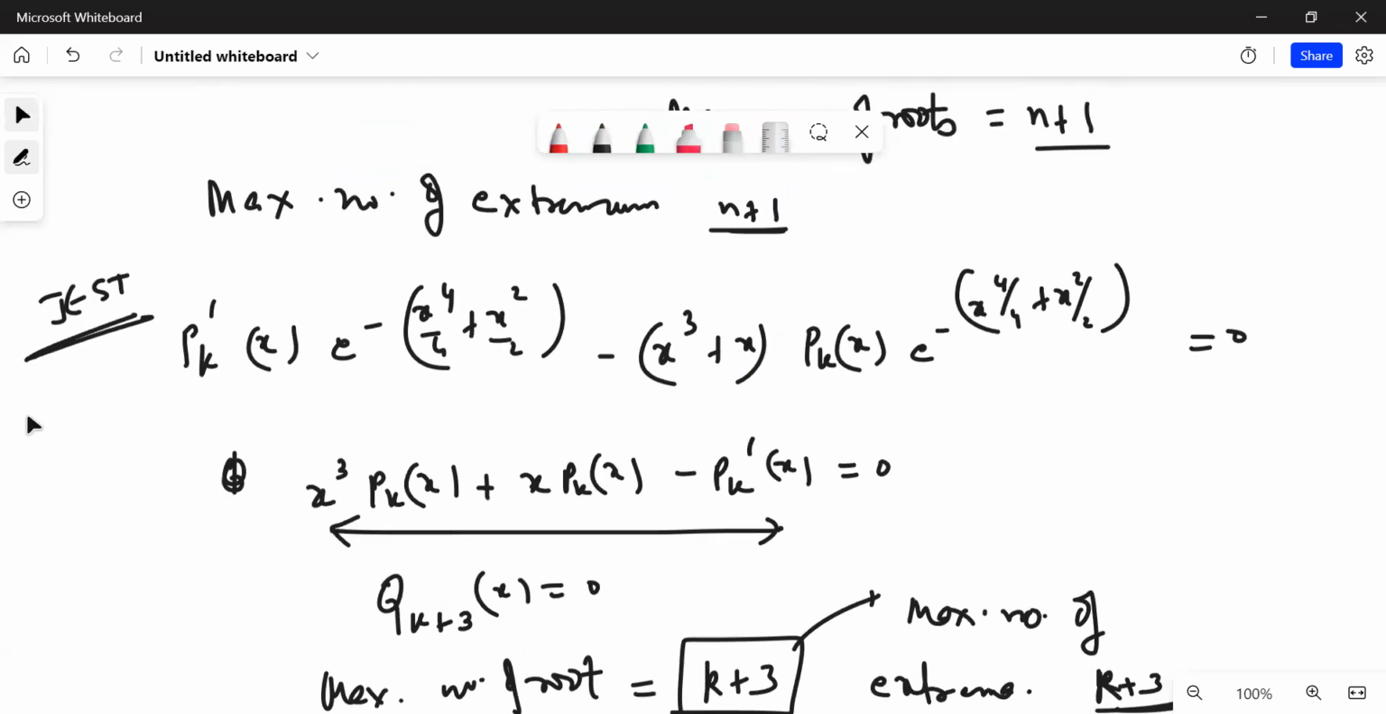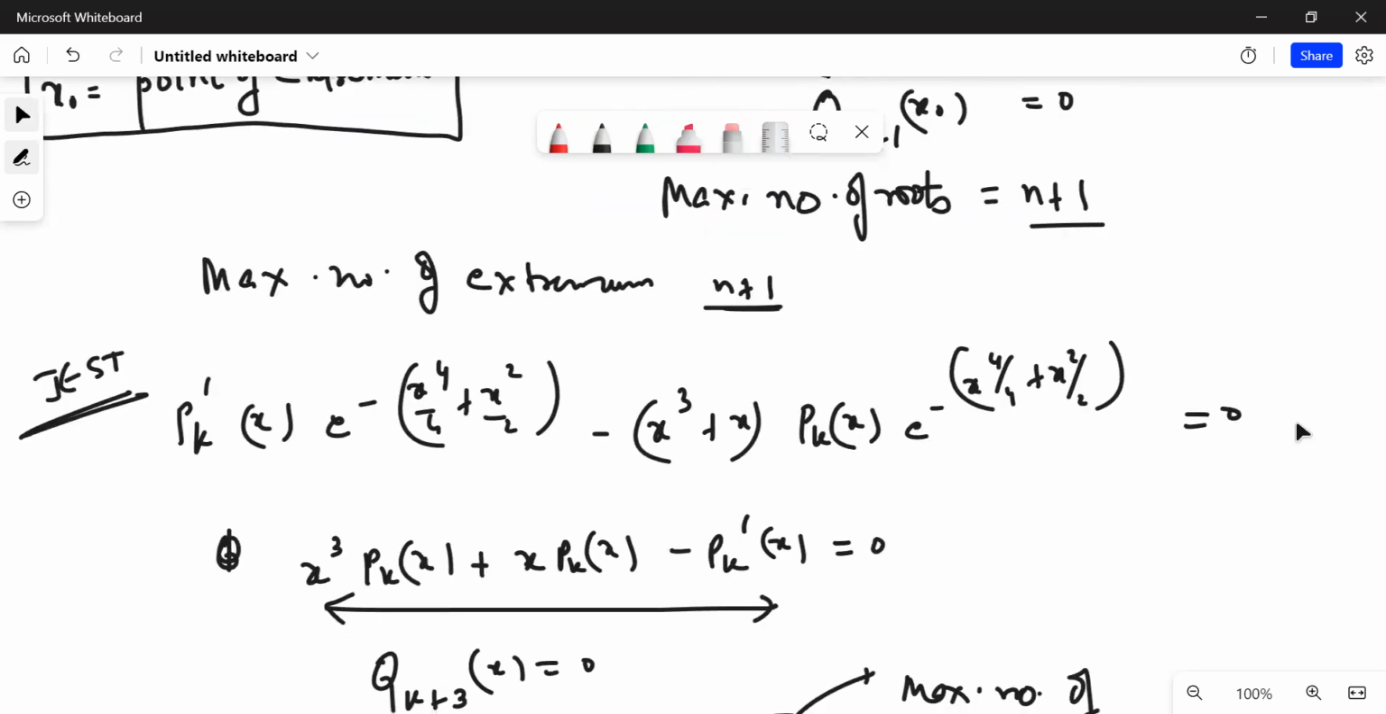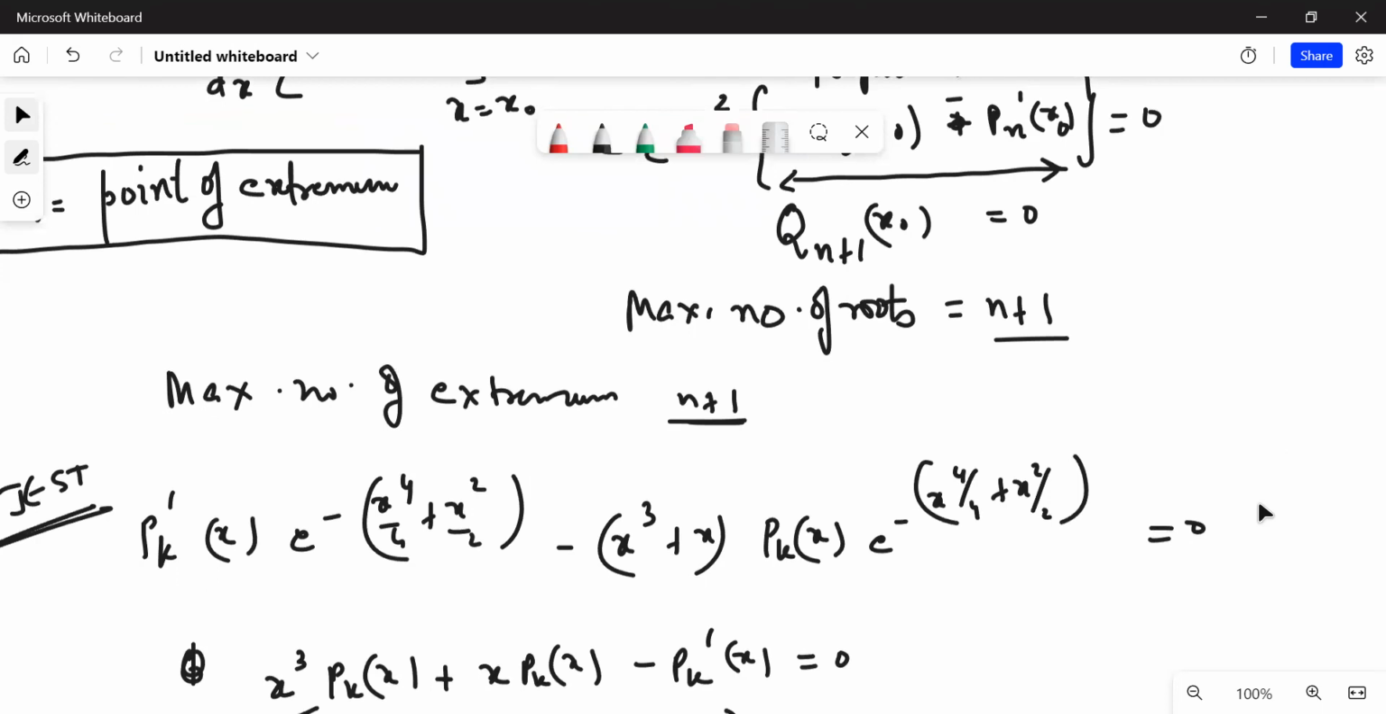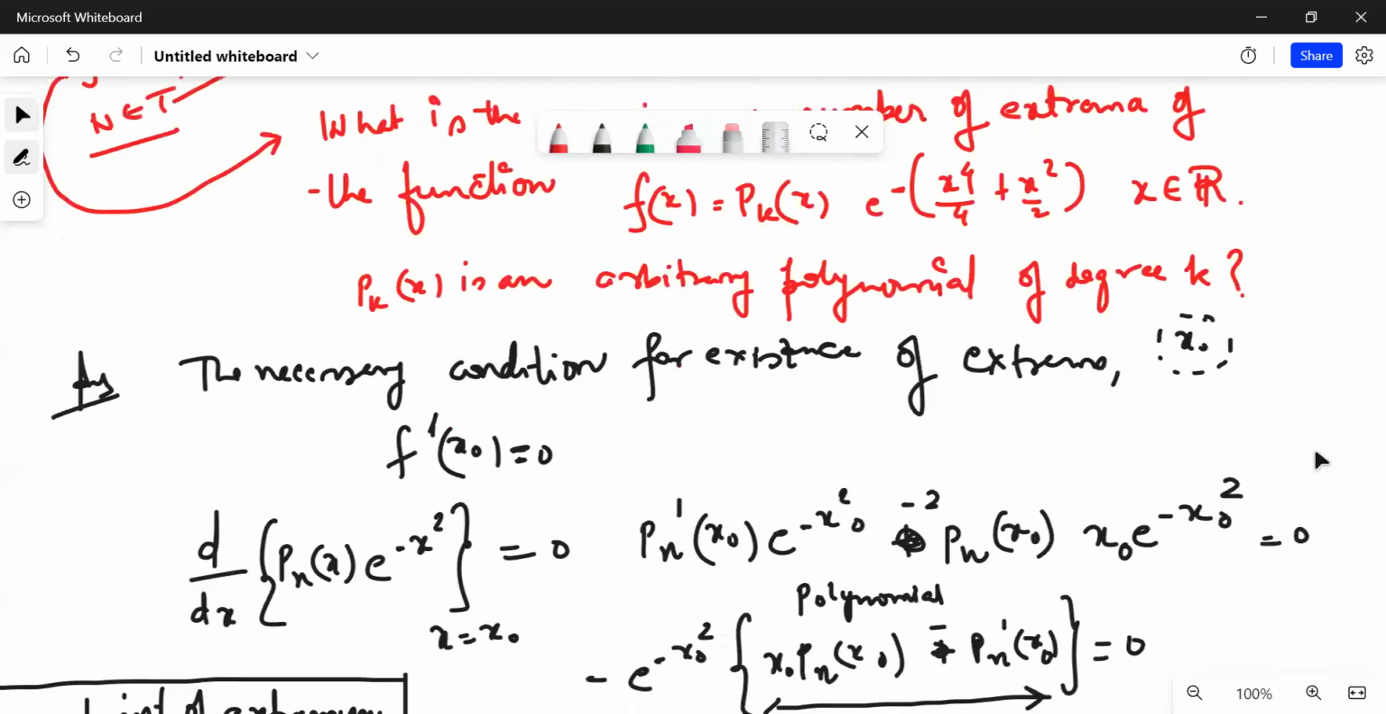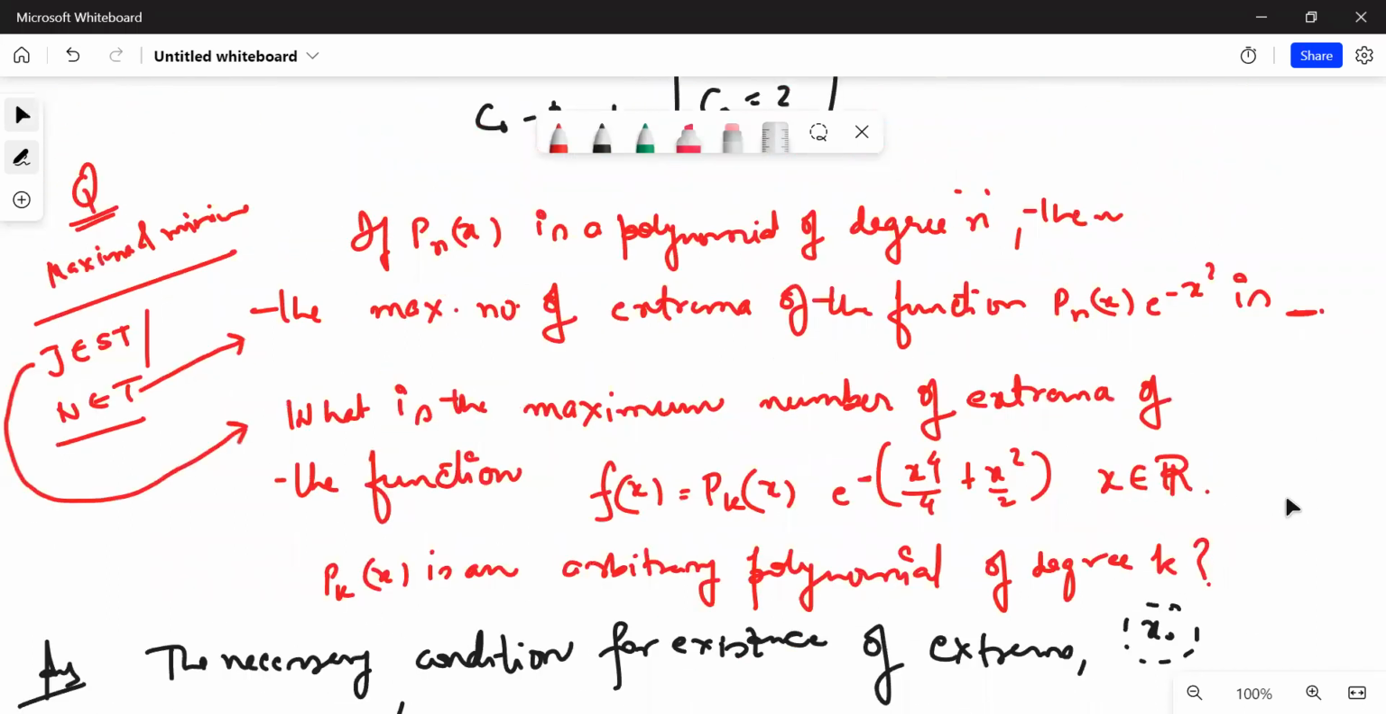Yes, sir. So I think this is quite enough for today. Probably I'll take another class, and in each class we'll try to finish whatever we can with regard to Legendre's polynomial. Okay. Yes, sir. Okay.